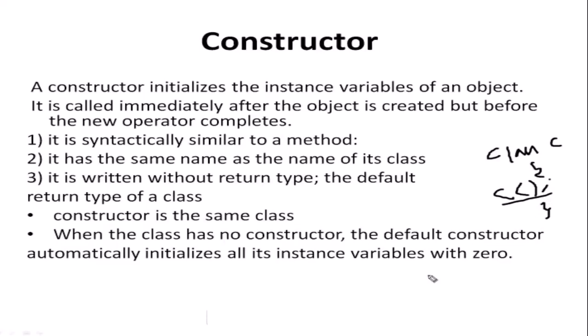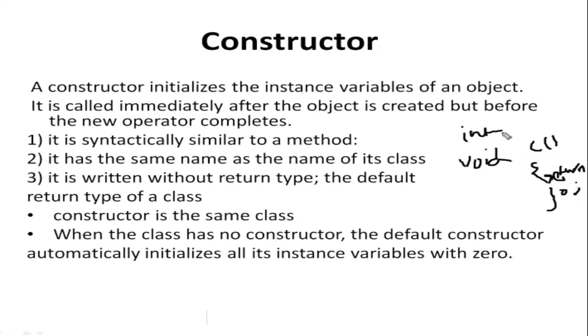In order to access the constructor, you don't need an object. Here you can notice it is syntactically similar to a method. It has the same name as the class name. It is written without a return type. Before a method you write void, or a method name or class name. If you write int, you need to return a value, so return 0 at the end. But for a constructor, there is no need to return a value, because it has the same name as the class name.